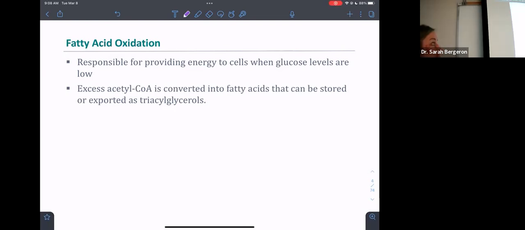Okay, so if we eat too much, we're going to store excess acetyl-CoA. Where are we going to store it? We're going to store it as triacylglycerol. Where are the triacylglycerols going to go? Adipose. And what else? Muscle is going to store glycogen. So you're actually going to store some in the liver, which can be a big problem. We shall see in our case study.